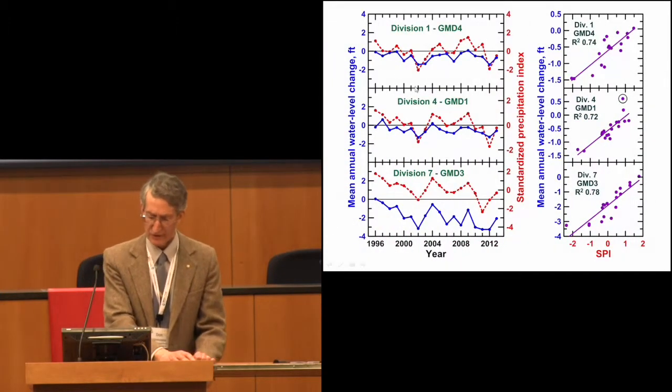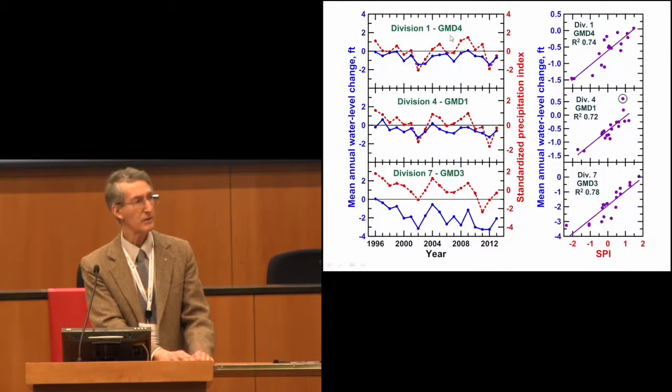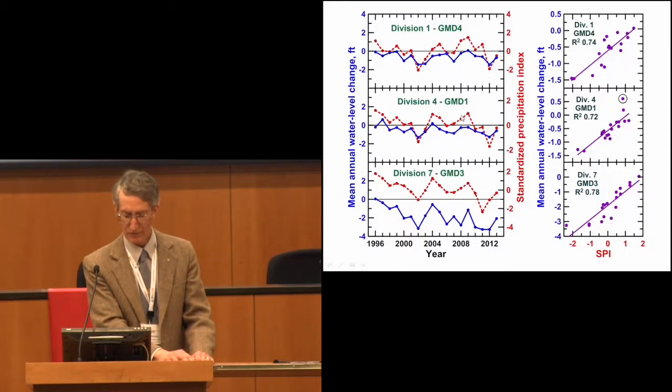On the left, you have 3 graphs that show the water level change per year, 1996 up to 2013. We do have the most recent data, but we have to process that more before I would show it on this graph. And then we have the dashed line, which is the change in the Standardized Precipitation Index. And you can see that they go up and down in general together.